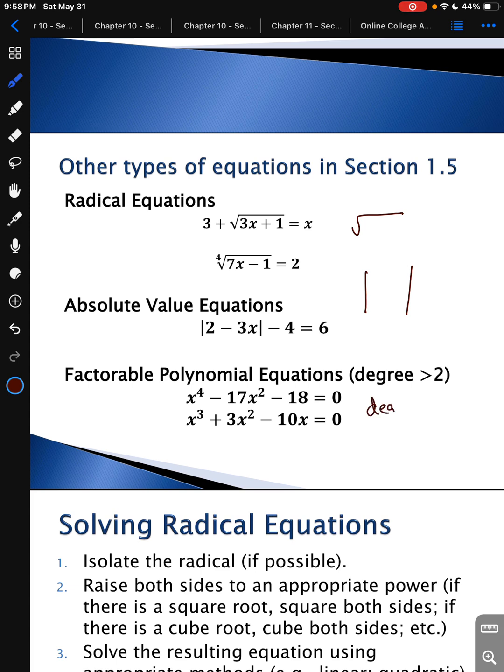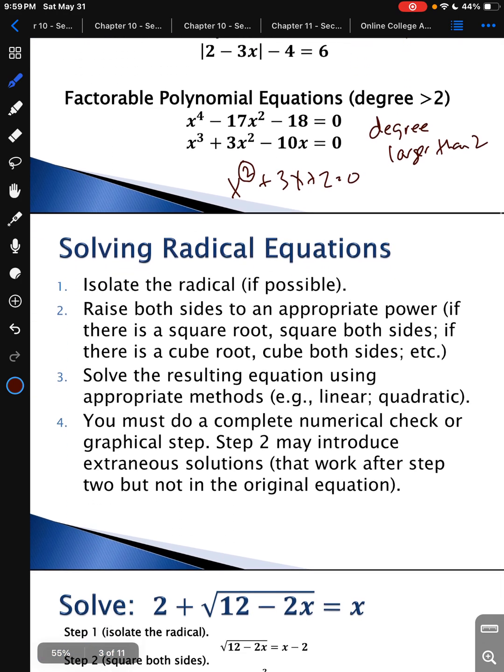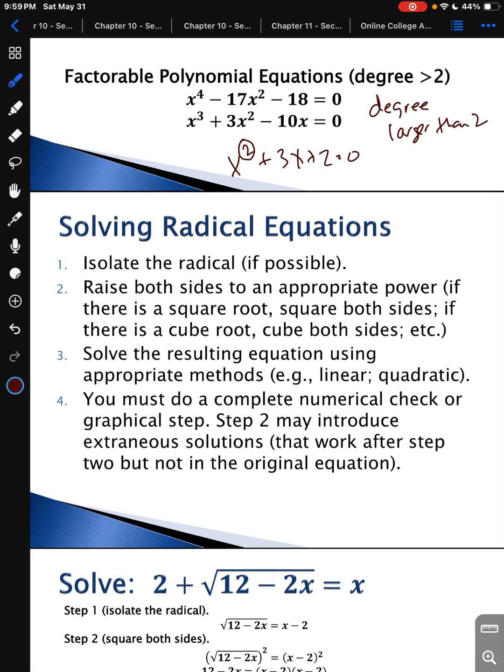These are going to be ones that have a degree larger than 2. When I say degree larger than 2, what I mean is this. Typically a second degree equation looks like this. Notice how the power right there is a 2. We're going to be talking about equations with powers larger than 2, like x to the third or x to the fourth. So let's get started. Solving radical equations.